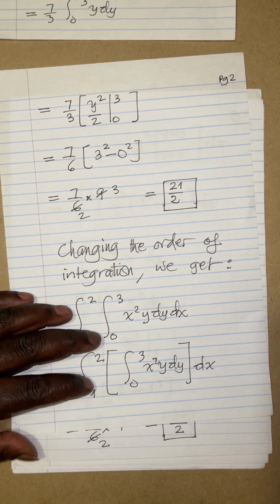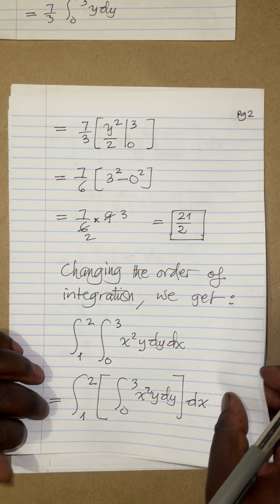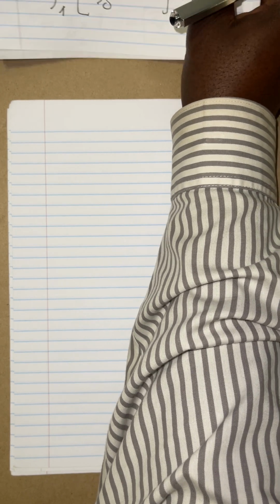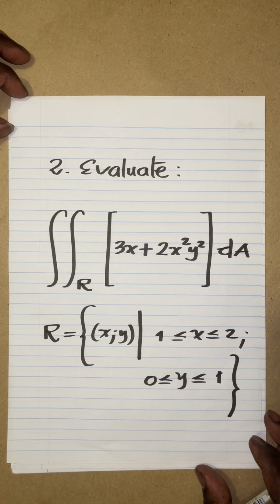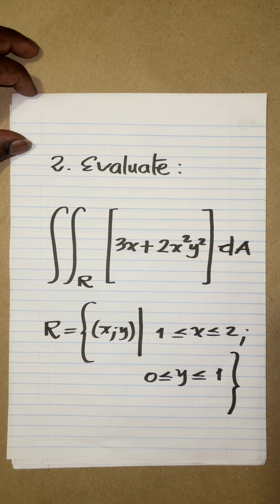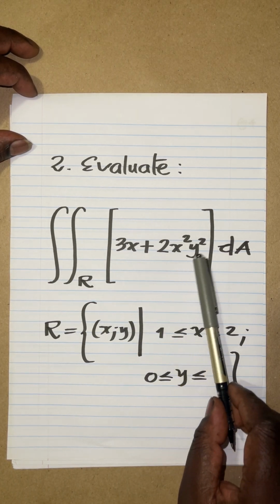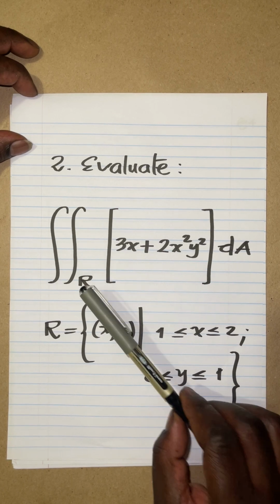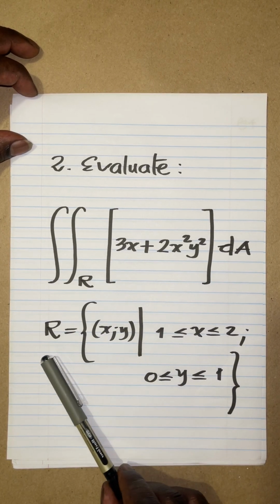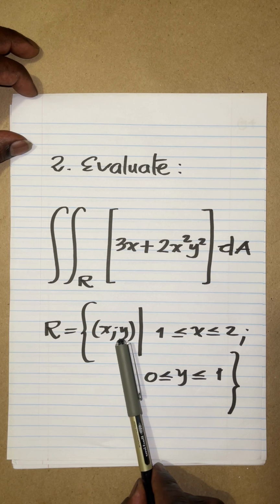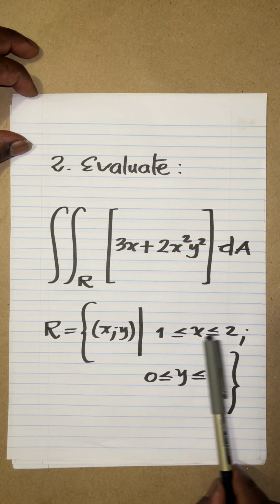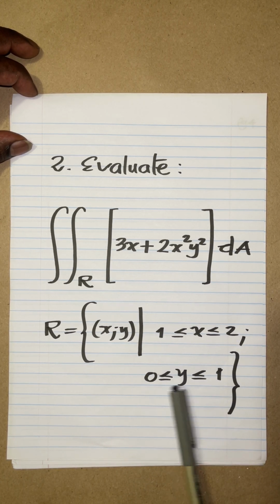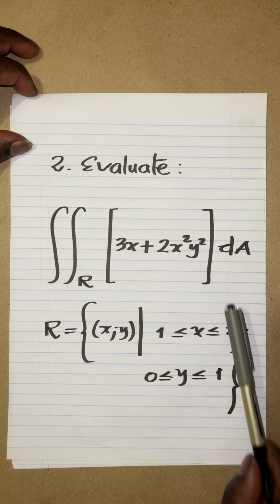Right, let's look at our second integral in this video, given in a different format. We will have to convert it into the ordinary format that we're used to. Here we go. So we have to evaluate the integral. We have the function here, which is defined over a region R, and R is defined as a set of ordered values x, y, such that x ranges from 1 up to 2, y ranges from 0 up to 1. And we have dA there.